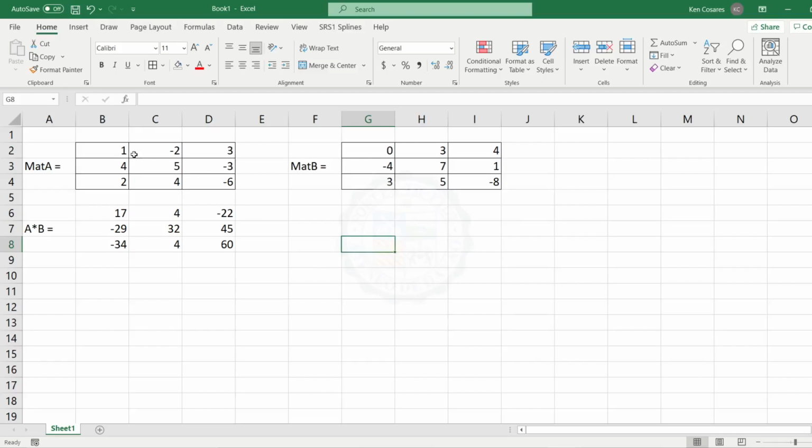Let's check. So dapat 1 times 0 plus negative 2 times negative 4 plus 3 times 3 should be equivalent to 17. And then 1 times 3 plus negative 2 times 7 plus 3 times 5 should be equal to 4. Dapat tama yan siya. And then lastly, 1 times 4 plus negative 2 times 1 plus 3 times negative 8 should be equivalent to negative 22. Pag hindi, so ibig sabihin may mali sa inyong pag-encode or sa pag-program nyo dito sa Excel.